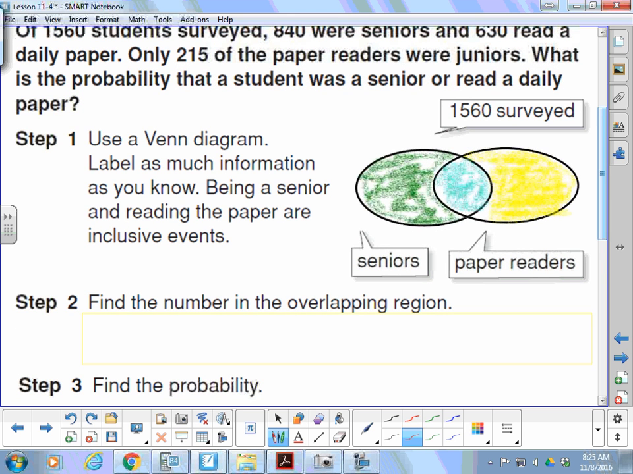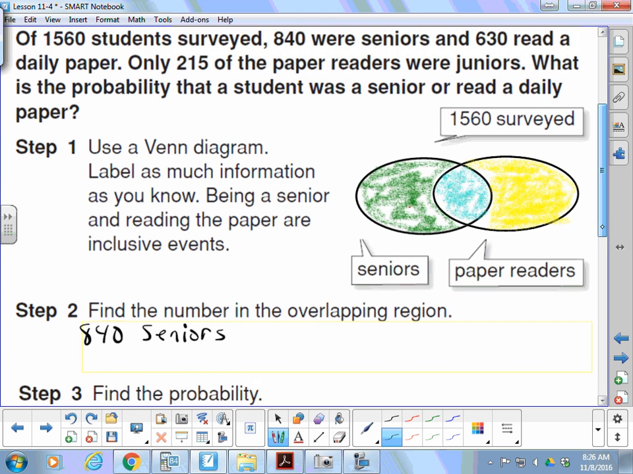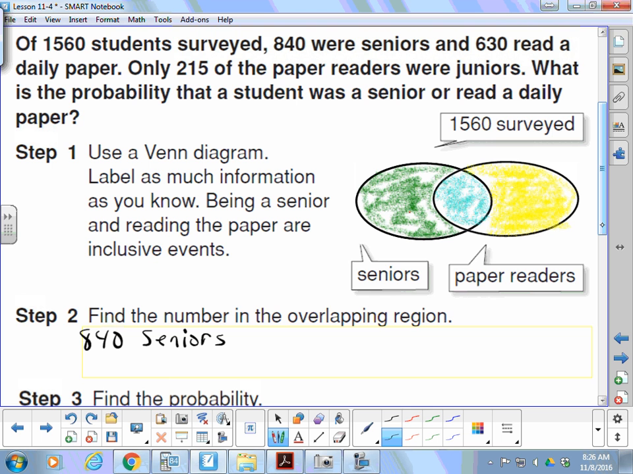All right. So there are 840 seniors, which means that there are 720 juniors, right? Okay, 840 seniors, 720 juniors. All right. I really don't care about how many juniors there are, but that might help us to determine this. So 720 juniors.